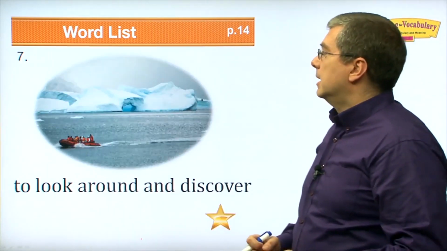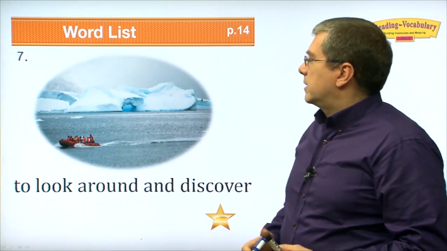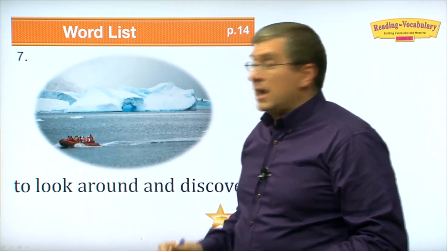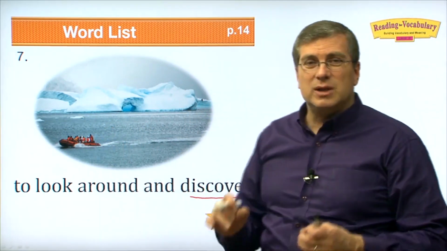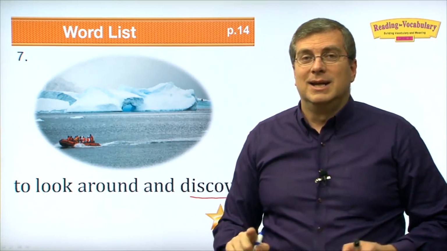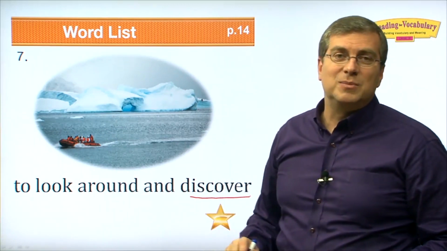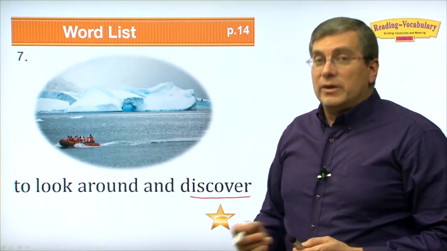Okay. Number 7. This is an interesting picture. It looks like they're at the North Pole or maybe the South Pole. They're in a boat and they're looking around, to look around and discover, especially people who go someplace for the first time, right? It's hard to discover new places in the world these days because most places have already been discovered. What do we call that?